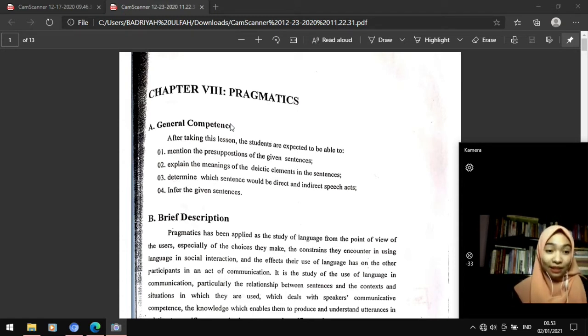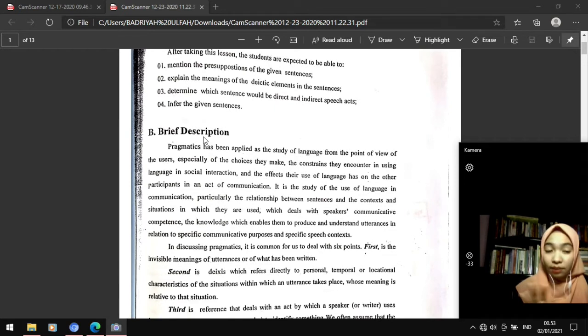Pragmatics may be the same as what you have in mind for semantics. Pragmatics is the real face of the biggest part of semantics. Why do I say so? Let's go directly to the brief description. It is said that pragmatics has been applied as the study of language from the point of view of the user, especially the choices they make and the constraints they encounter in using language in social interaction.